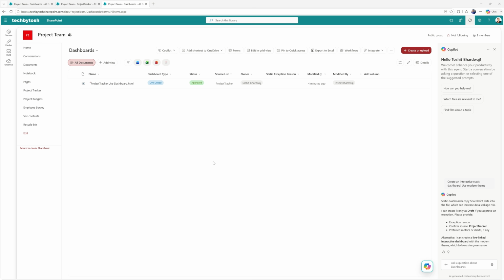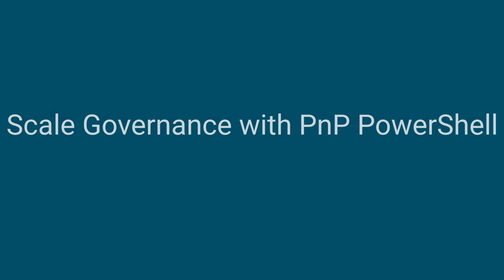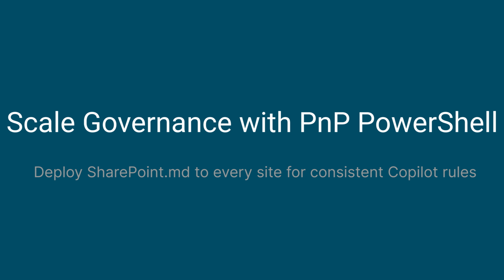One question still remains: we have done this for one particular site, but what if you have hundreds of sites and you want to apply the same governance across your M365 environment for all other sites? The answer is you can actually use PnP PowerShell scripts, and you can iterate through all of your sites and create the SharePoint.md file under the agent assets folder. So that way, all of your SharePoint sites will follow the same governance across your M365 environment.